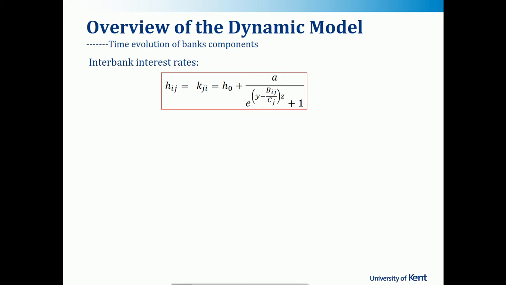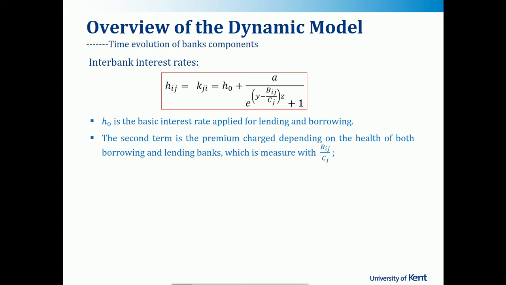In the multi-bank model, the interest rate for borrowing and lending changes with time according to this equation. H0 is the basic interest rate applied for lending and borrowing. This can be thought of as a base interest rate determined by an exogenous monetary authority. The second term is the premium charged depending on the health of both borrowing and lending banks, which is measured with B_IG divided by C_G. B_IG is the total borrowing of bank I from bank G, and C_G is the total cash of bank G.